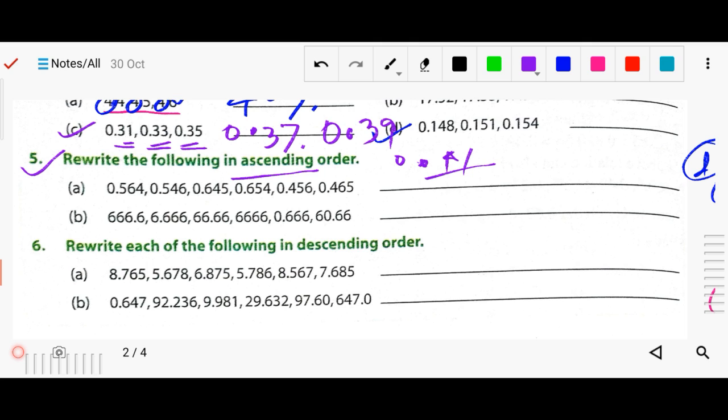Now here, first of all we have to find which one is the smallest. Here you can check how. The same pattern we will follow. First of all we have to compare. So you can compare 0.564, 0.465, 0.546, 0.645. Among these we have to find out the smallest.